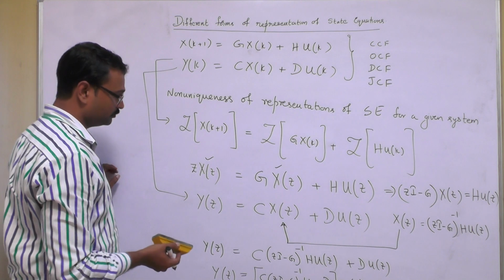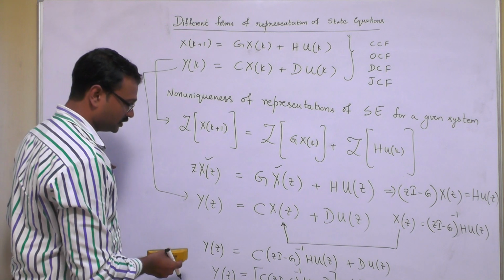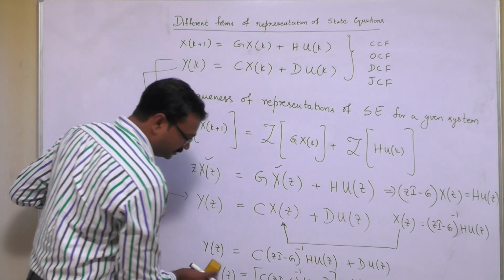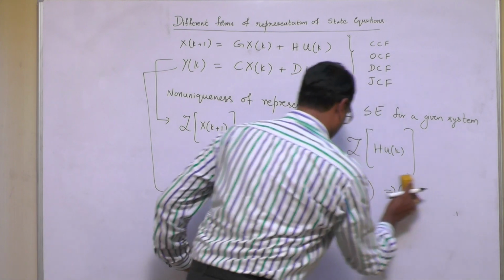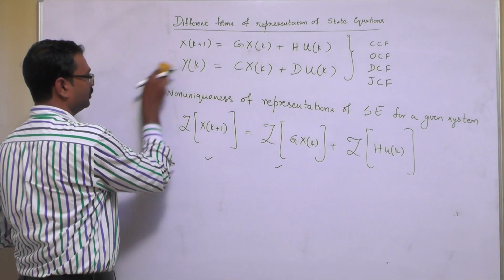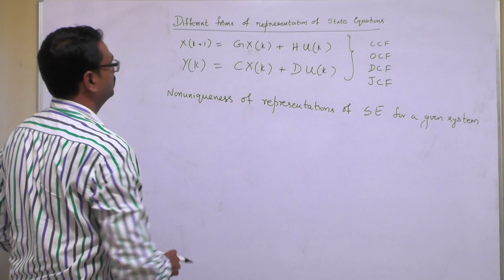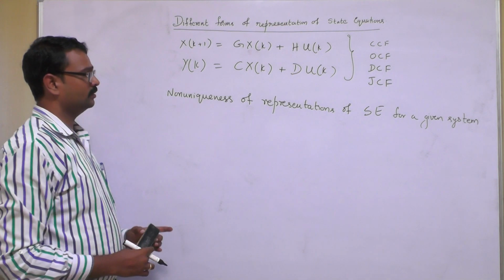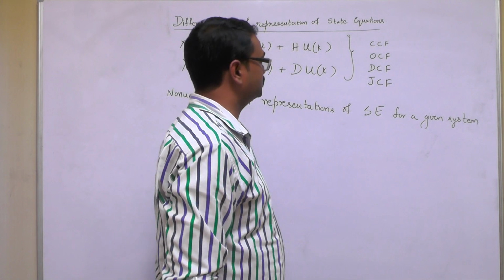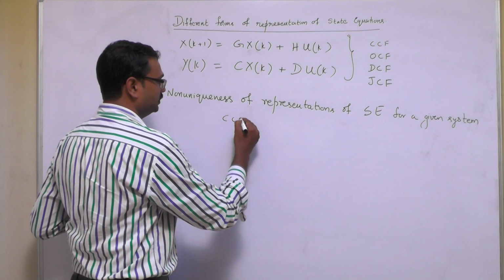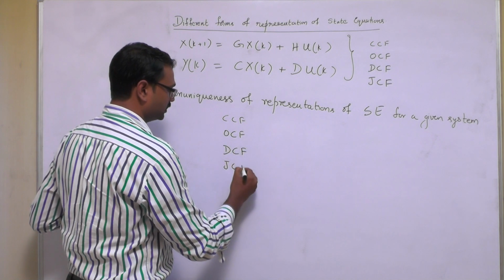So when going into the non-uniqueness of representation of state equations for a given system, once this is obtained, you can go for this equation. With the same equation, you can see that in your non-uniqueness of representation, you can have different types of representations: controllable canonical form, observable canonical form, diagonal canonical form, and Jordan canonical form.